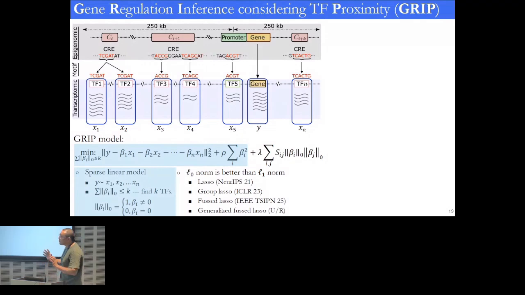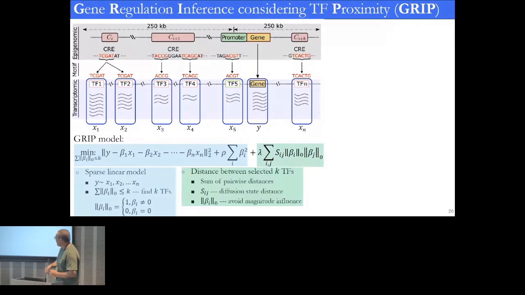The part that incorporates the 3D proximity is actually the second part of the model. This part computes the distance between the K selected transcription factors, and Sij is the diffusion state distance we use. Here I want to emphasize the use of the L0 norm in this term. We want to avoid the influence of the magnitude of the coefficient beta. No matter whether beta i is large or small, positive or negative, as long as it's non-zero, we will consider the distance to the corresponding transcription factors. That's why it's very important to use the L0 norm. All the existing regularization terms cannot achieve that.